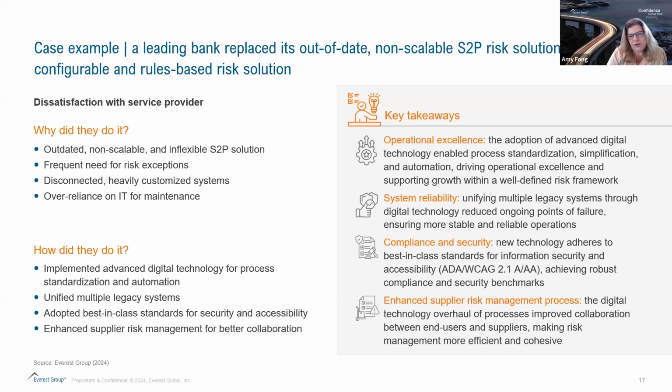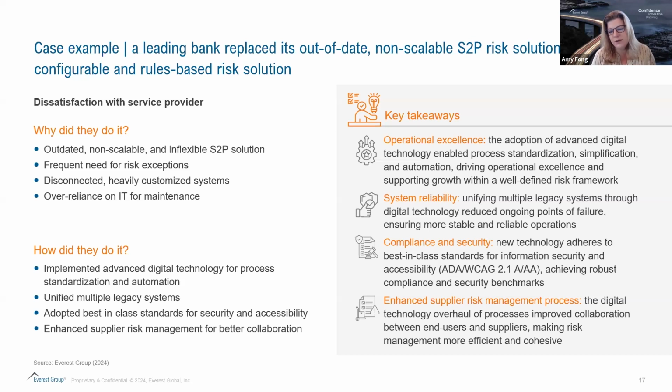Moving to a more configurable rules-based risk solution allowed them to standardize processes and automate more of those exceptions, unify a bunch of legacy systems that they had, and also put in better security and accessibility standards, and also helped with collaboration. And I think that's one of the key things to think about with the newer systems that are out there across any source to pay tech, is that collaboration across different parties in the organization is really a differentiator, and making these tools more user friendly can help with that.